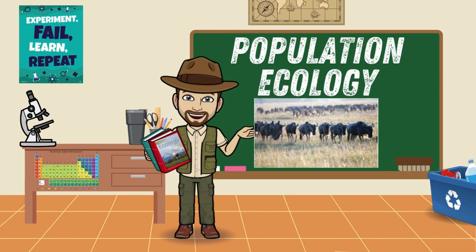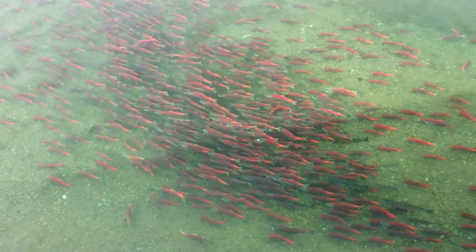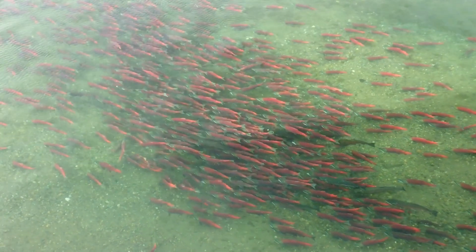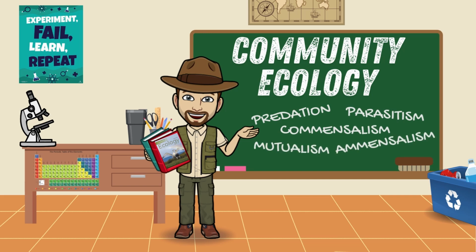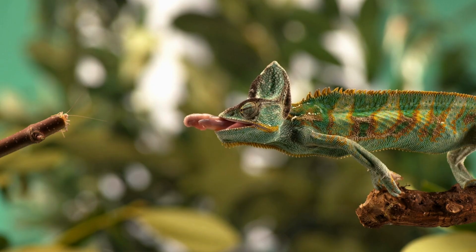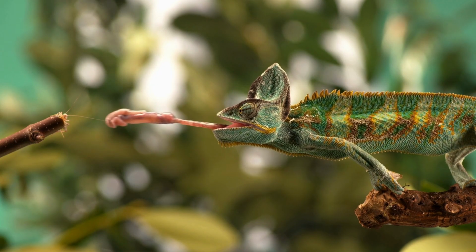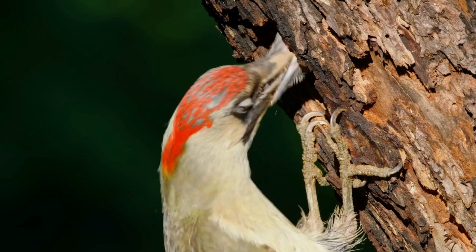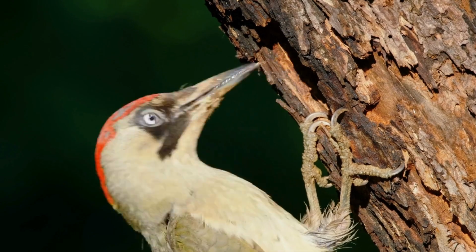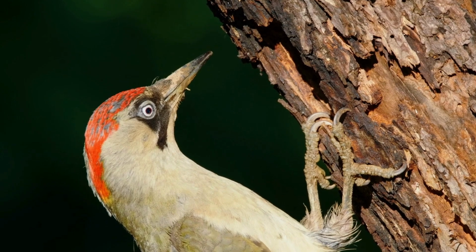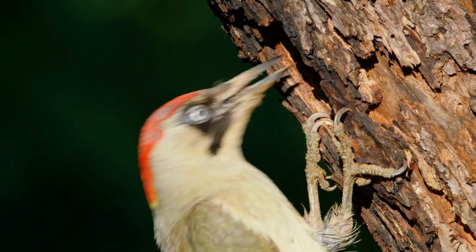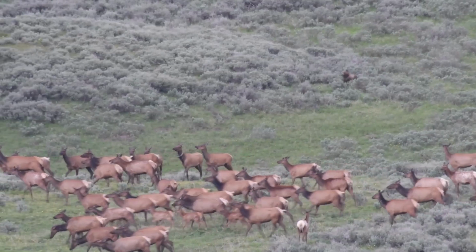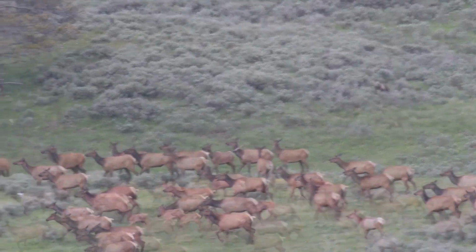Population ecology is the study of processes that affect the distribution and abundance of organismal populations. Community ecology is the study of interactions between organisms and other organisms. What they eat, how they use their resources, who else uses those same resources, all of the different relationships that they have with each and every other organism within their ecosystem.